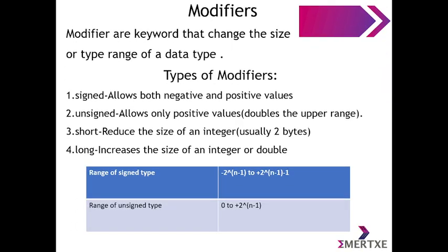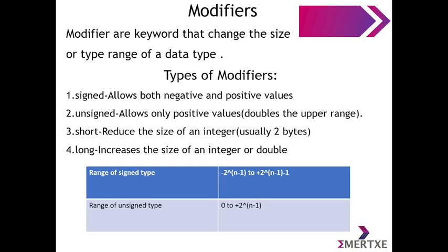Modifiers. The modifiers change the size or range of a data type. Some of the modifiers are signed, unsigned, short and long. Signed allows both negative and positive values. Unsigned allows only positive values. Short reduces the size of an integer, usually 2 bytes. Long increases the size of an integer or a double.